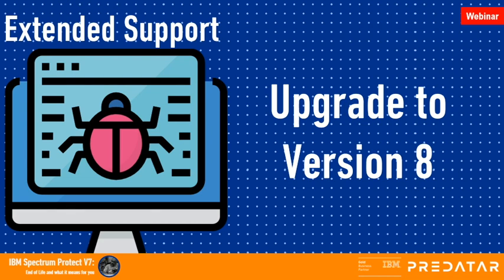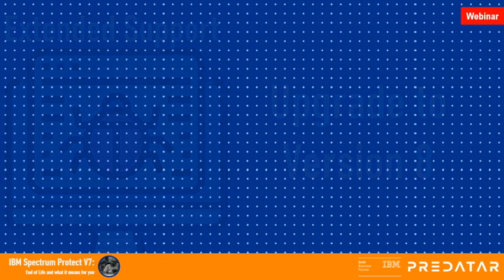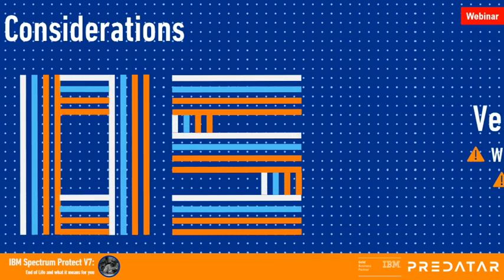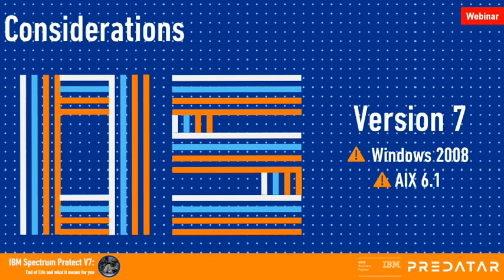If you leave your upgrade to that point, it might be complicated, because one other thing to consider is the operating system that your Spectrum Protect server runs on. For instance, version 7 of the Spectrum Protect server was able to run on Windows 2008 or AIX 6.1. Neither of those two operating systems today are supported by the relevant vendors. And if you're still running a Spectrum Protect server on one of those systems, you've probably got bigger problems than the lifecycle of your backup applications.